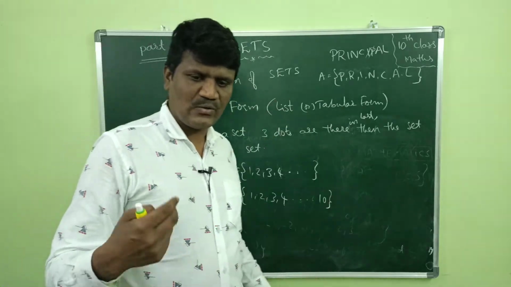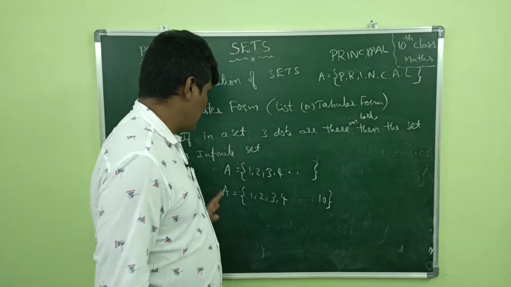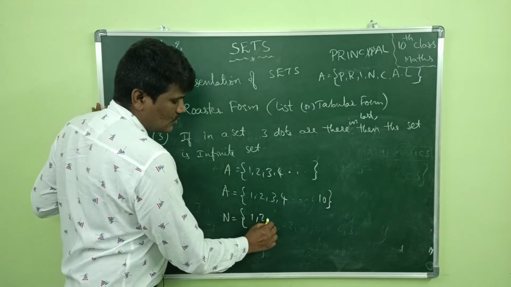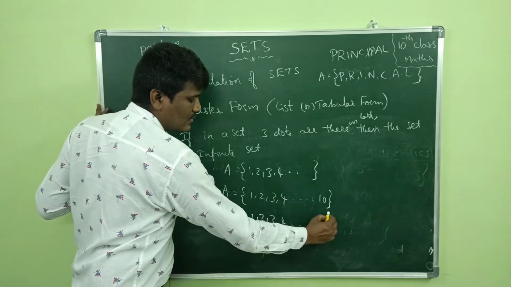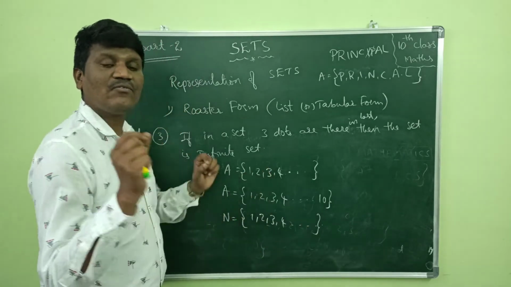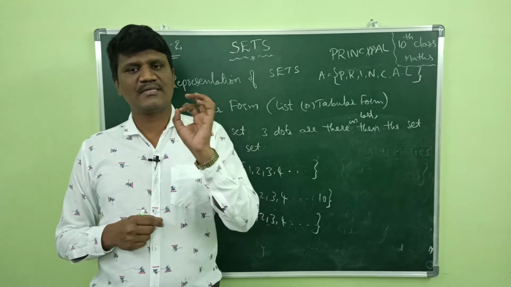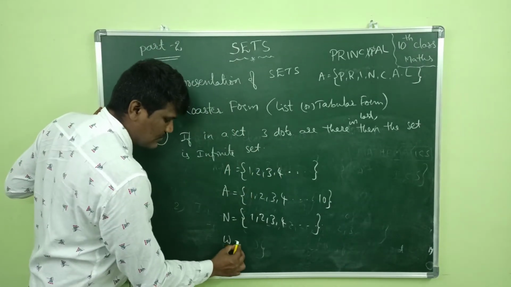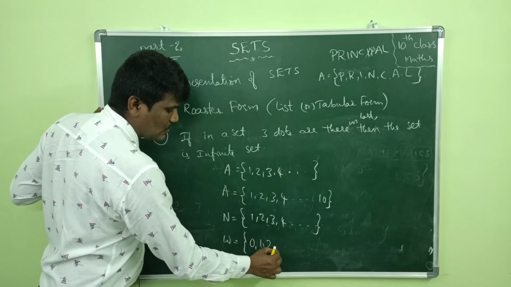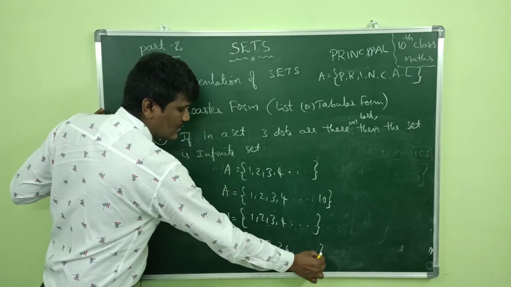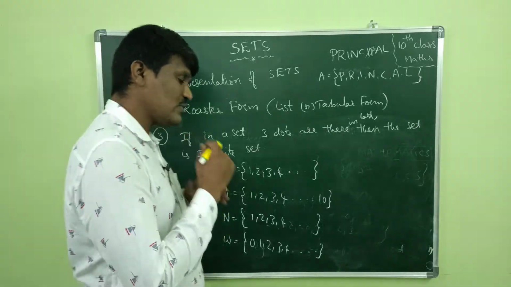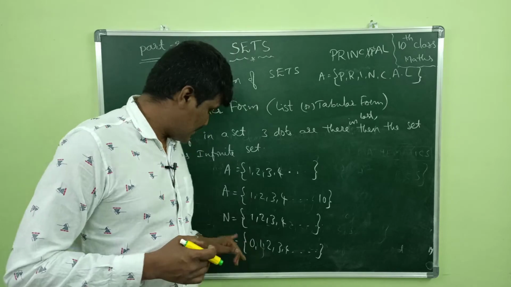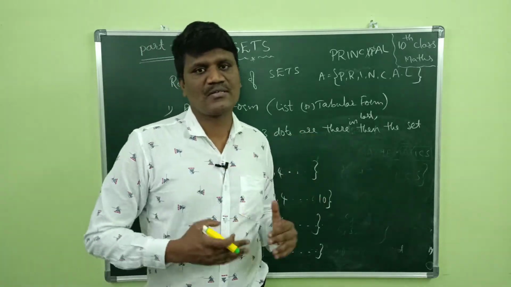As we know from the previous classes, N = {1, 2, 3, 4, ...}. What is this? The set of natural numbers, and the set of natural numbers is infinite. In the same way, W = {0, 1, 2, 3, 4, ...}. This is also the set of whole numbers, which is infinite. Like this we have learned so many sets in the previous classes.